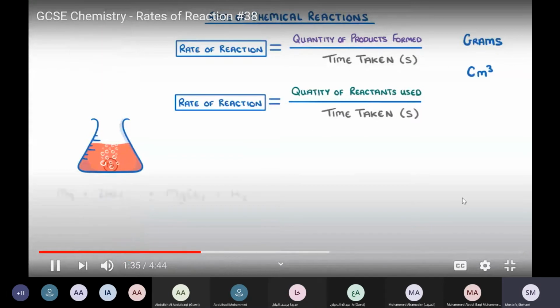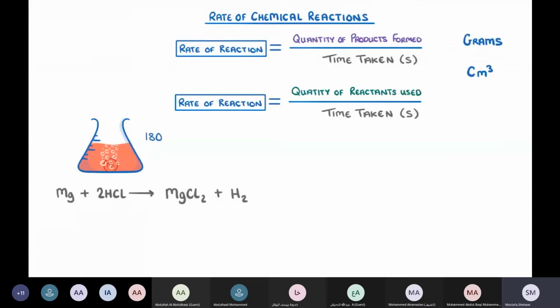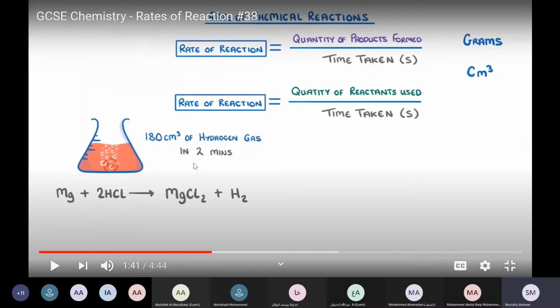For example, if we knew that our magnesium and acid reaction produced 180 centimeters cubed of hydrogen in 2 minutes. He gives you an example in the reaction between magnesium and acid. The hydrogen gas produced, this is the product, 180 centimeters cubed of hydrogen gas, this is the volume of hydrogen gas produced in 2 minutes. What is the rate of this chemical reaction? What is the speed of this chemical reaction? I will divide the volume of products by the time. Quantity of products formed, that's 180 cubic centimeters, divided by time taken.